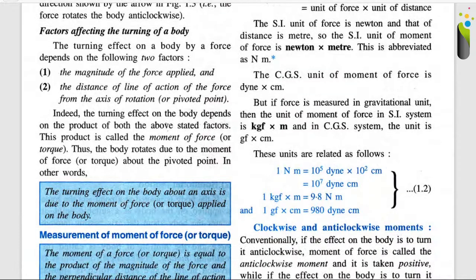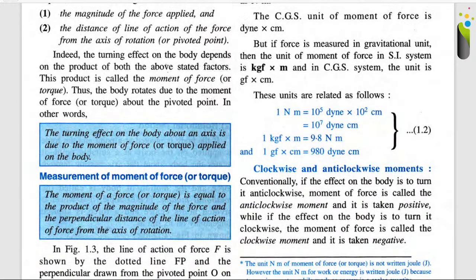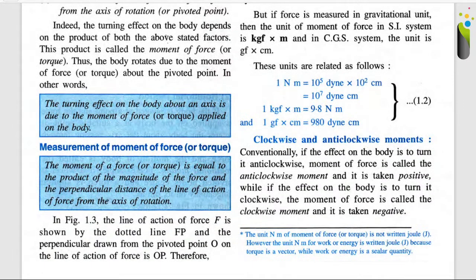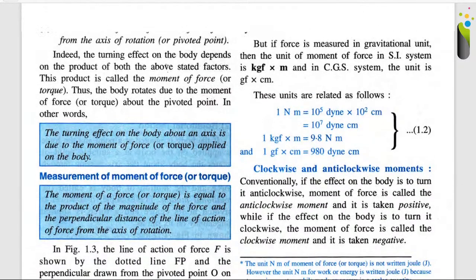Now, coming to the next, that is measurement of moment of force or torque. The moment of a force or torque is equal to the product of the magnitude of the force and the perpendicular distance of the line of action of force from the axis of rotation. In figure 1.3, the line of action of force F is shown by the dotted line FP and the perpendicular drawn from the pivoted point O on the line of action of force is OP.